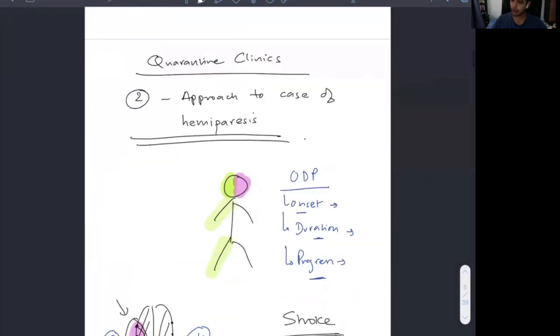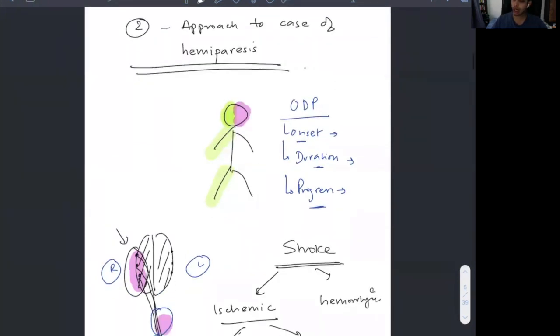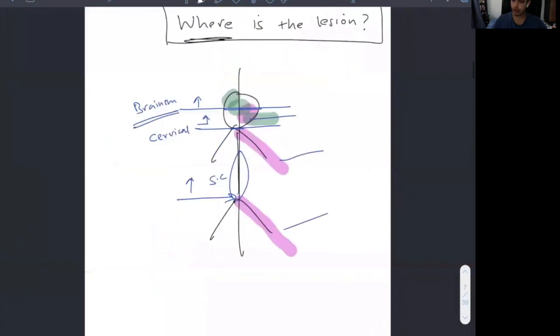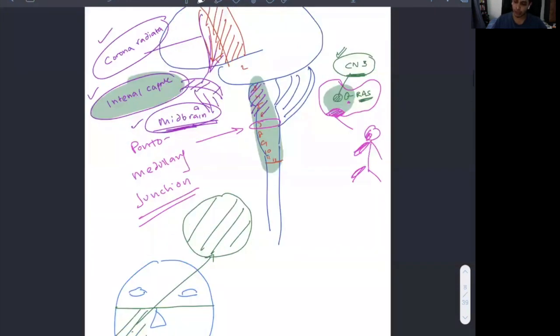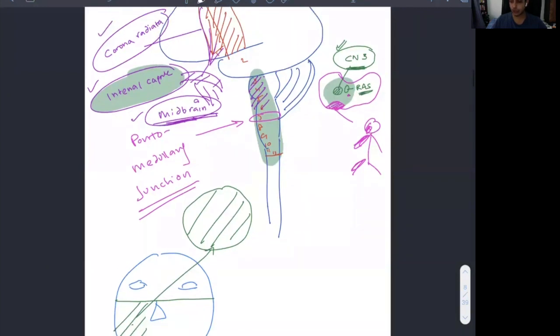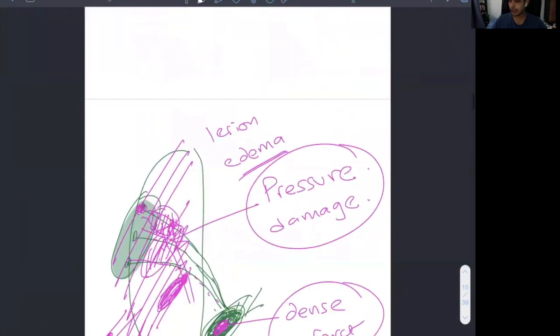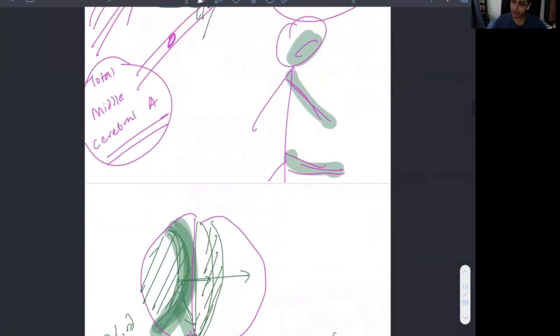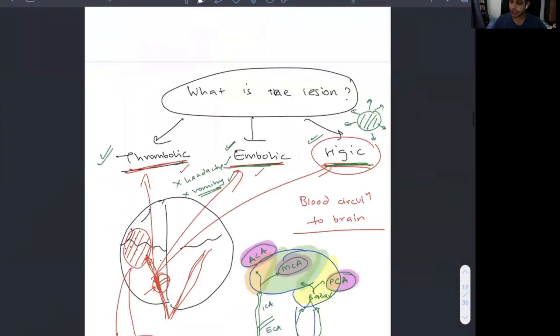The next day, we spoke about stroke, how to approach a case of stroke, hemiparesis, how do you localize, whether you localize it to the cortex, the internal capsule, or the brainstem, or the high cervical cord. We talked about the different types of symptoms and signs that the patient will come with if you have all these different areas of lesions.